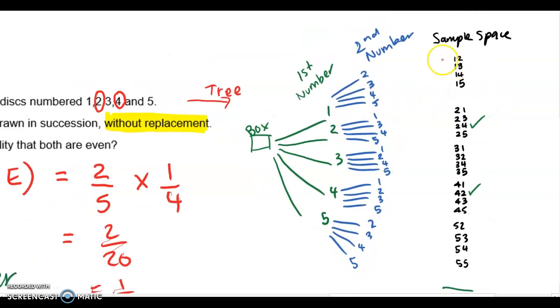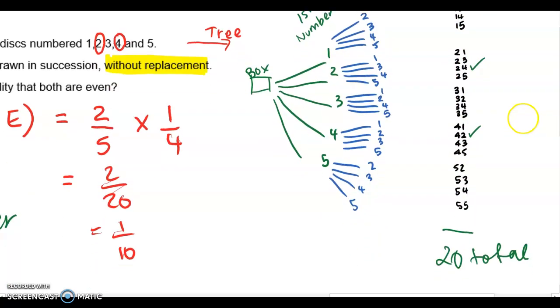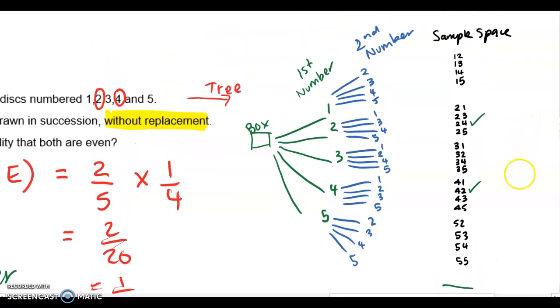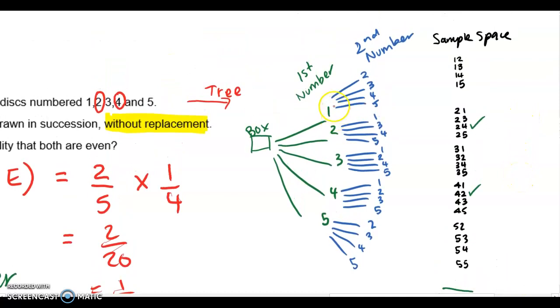I've written a sample space to the side, so that just shows me moving along that tree. I'd have a 1 and a 2, a 1 and a 3, a 1 and a 4, etc., all the way down to a 5 and a 4 and a 5 and a 5. So I've written our sample space down. So all up, if we count that up, we've got 20. That number 20 comes from having 5 choices to start with and 4 in the next part of our tree. So 5 times 4 is 20, or you can add that up.